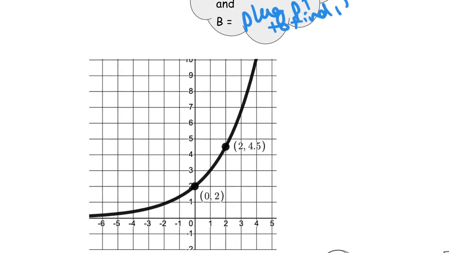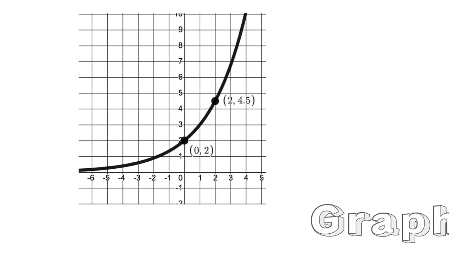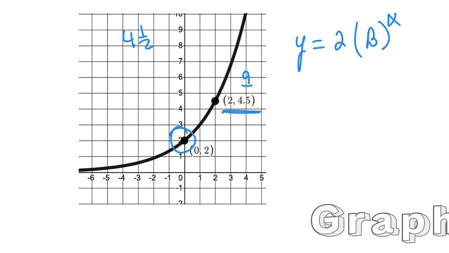Okay, so then if we go on to our next one, can you tell me what the A value is? 2, right here. And then we got to find our B value. We're going to find our B value by using this point. Can we take that 4.5 and turn it into a fraction? Yeah. 9/2.